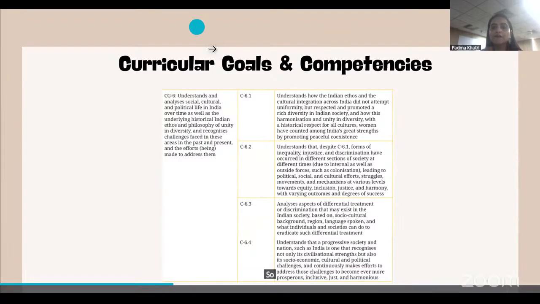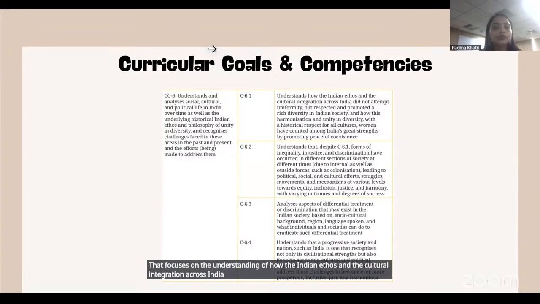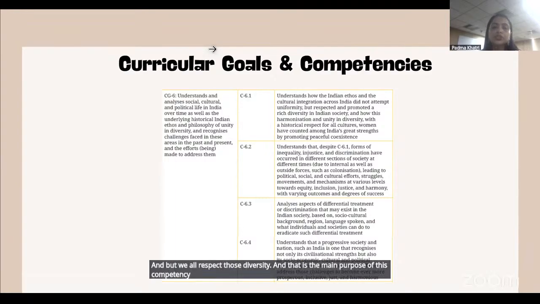So here we have 4 competencies. One, we have 6.1, that focuses on the understanding of how the Indian ethos and the cultural integration across India did not attempt uniformity, but respected and promoted a rich diversity. Now, when we talk about Indian society, we know it is a diverse society, right? But we all respect those diversities. And that is the main purpose of this competency, to make the students learn how to respect those diversities, even if you're talking about our classrooms, right?